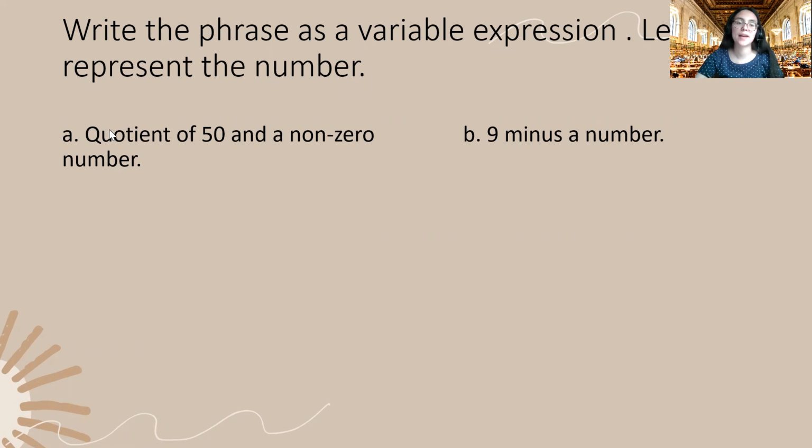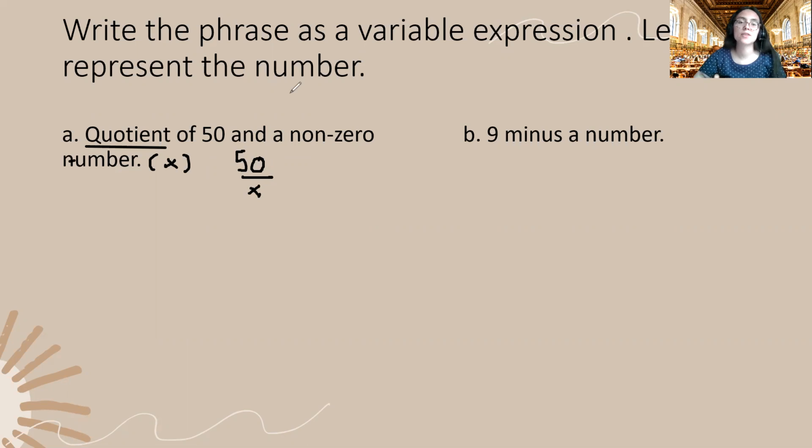On the left-hand side, we have a quotient of 50 and a non-zero number. So I'm going to underline my keyword, which is quotient. And quotient is basically telling me that I'm going to have division. Division of 50 and a non-zero number. And we were told that a number is going to be x. So my preliminary answer is going to be 50 divided by x.